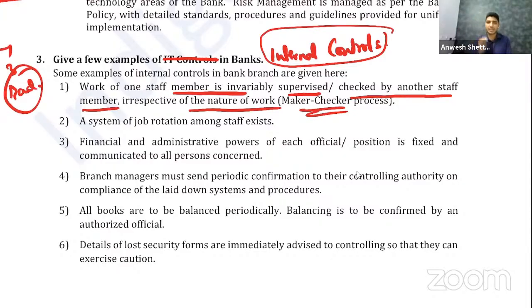He will see whether you are the right person to draw that money. Then he will put one seal and he will give that document to you. Then you are supposed to take the document to the cashier and give the document to the cashier. And cashier again will check whatever is done by the maker, that is the first employee. Then he will give the cash to you. So this is called as maker checker process.